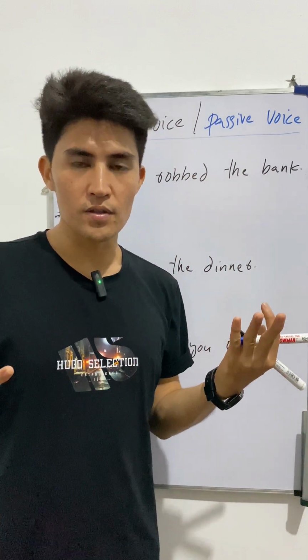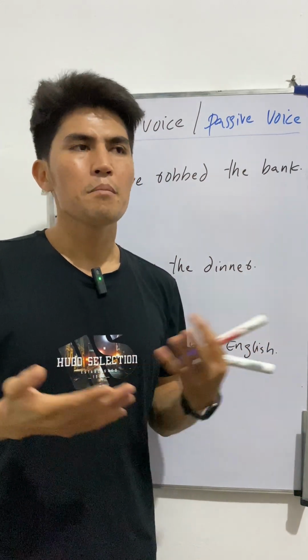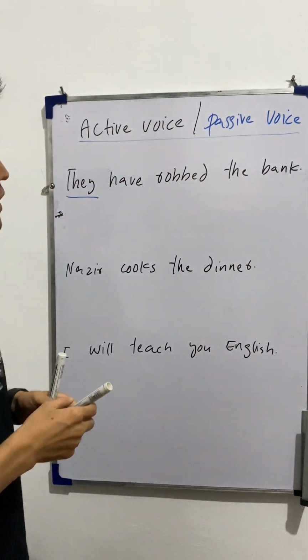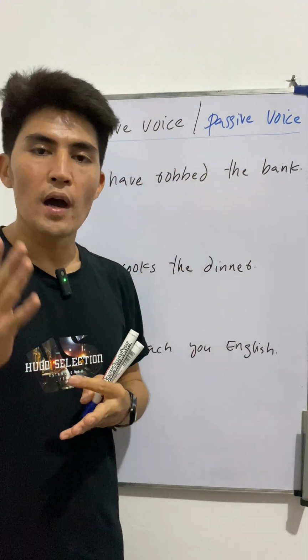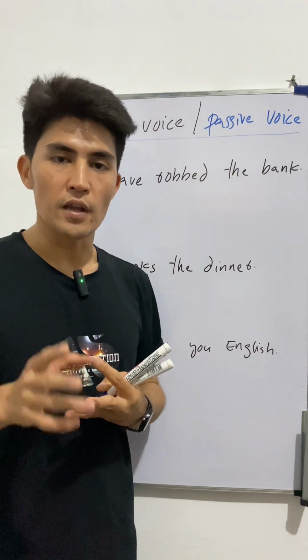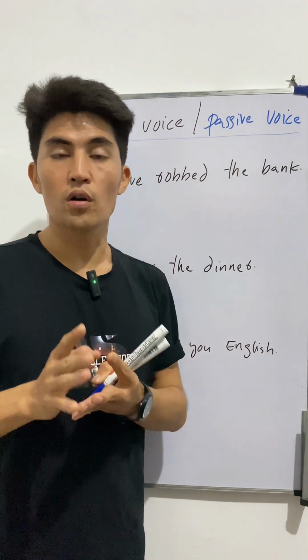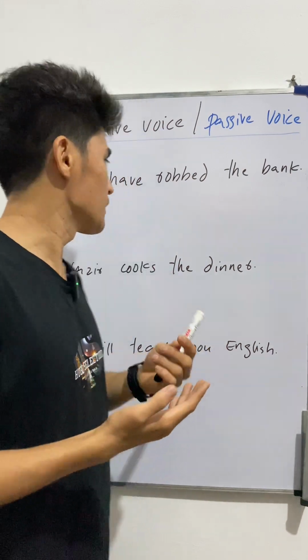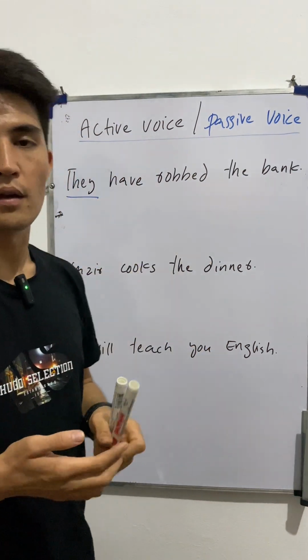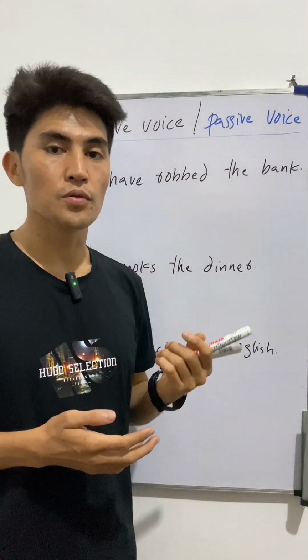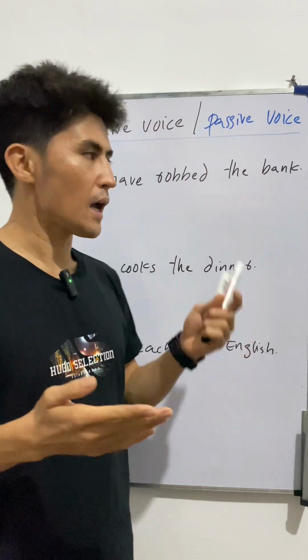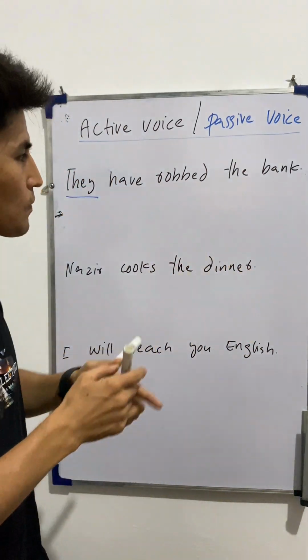You don't know who has robbed the bank, but it is robbed, right? So in that situation you have to use the passive voice. در این شرایط که شما انجام دهنده کار را خبر ندارید، باید از passive voice استفاده کنید. مثلا they have robbed the bank. آنها بانک را دزدیدند. خب شما یک زمان هست که انجام دهنده کار مشخص نیست. همین جمله رو میخواین به passive voice تبدیل کنید.